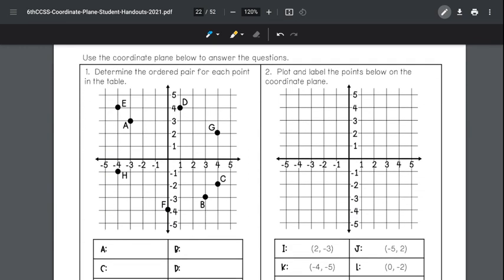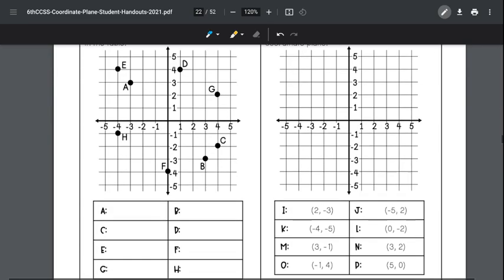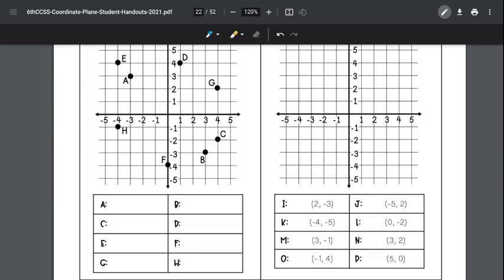Use the coordinate plane below to answer the questions. Determine the ordered pair for each point in the table. All right. A, we're moving left and then up, so A is -3, 3. B, you always start at your origin, move 3 right and down 3, so that one's going to be 3, -3. C, 4 right, -2 down, 4, -2. D, 1 right, 4 up, 1, 4.